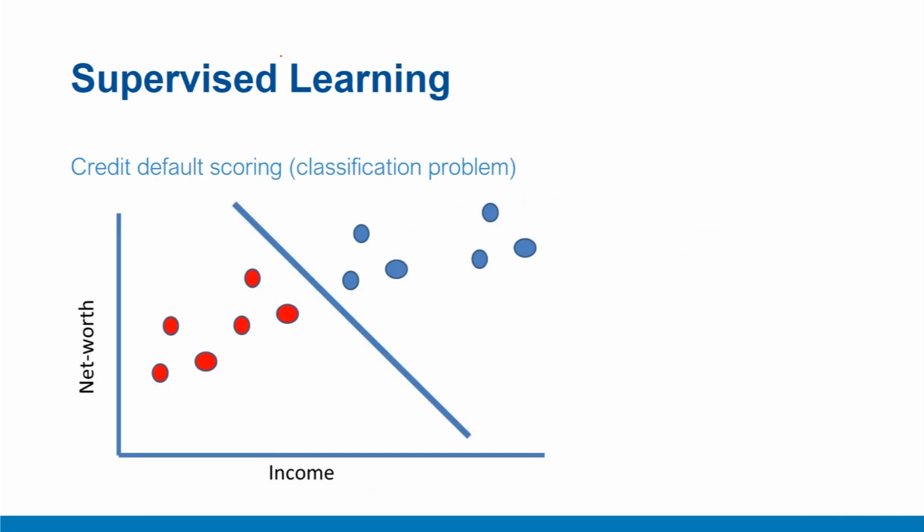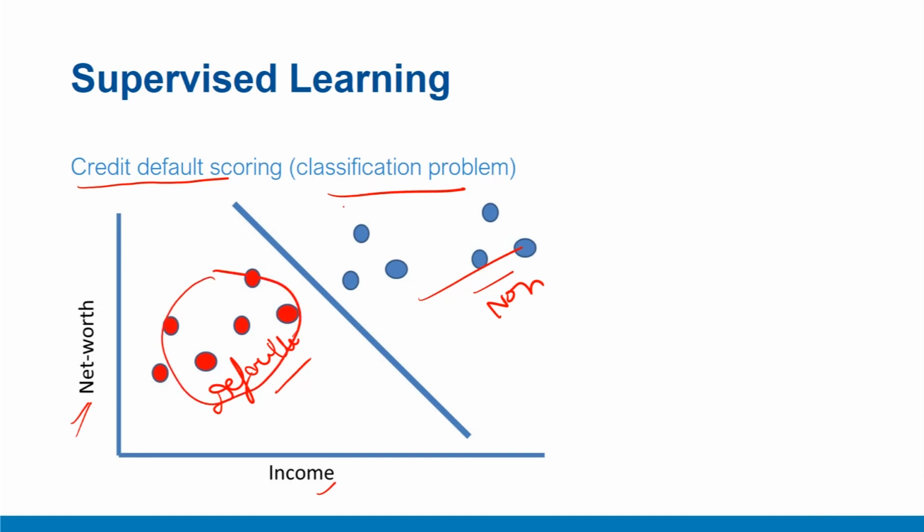Another interesting supervised learning problem is classification problem, where a certain label data is given along with features, and then algorithm is trained to classify the new observations across these labels. For example, credit default scoring problem, where we try to classify observations such as loan applications into defaulters. For example, here defaulters are given in red and non-defaulters or good credit borrowers are given in blue. Now we have two features. The labels are defaulter and non-defaulters, while features are net worth and income. Now using the given set of data, we train this algorithm.